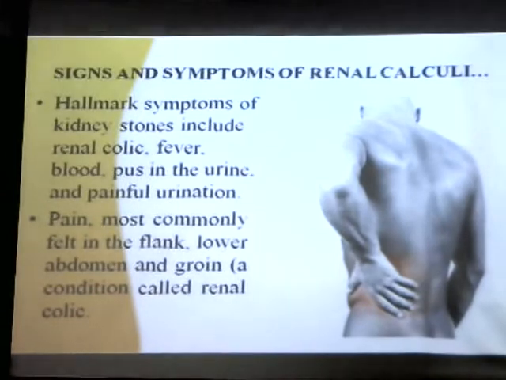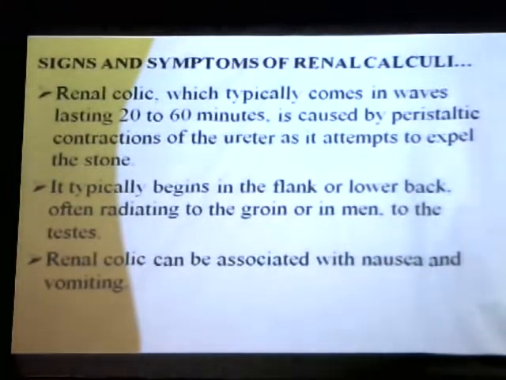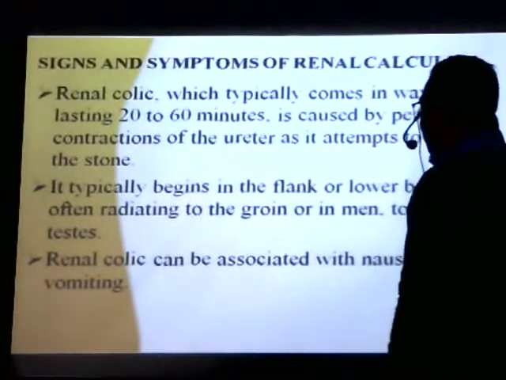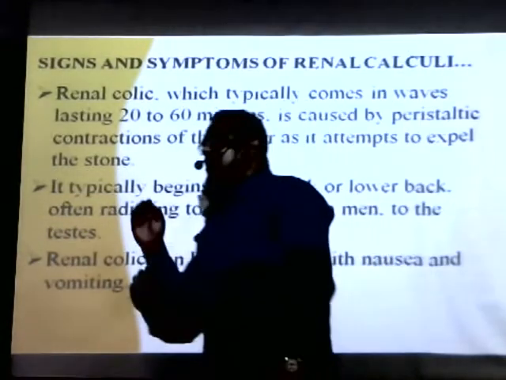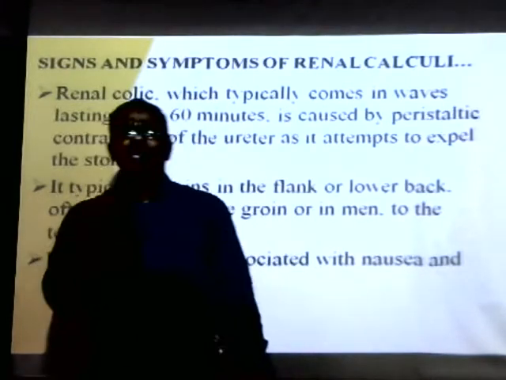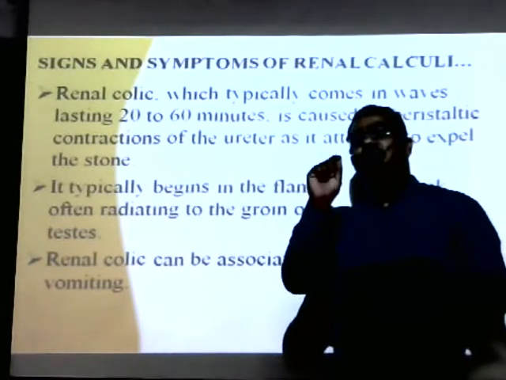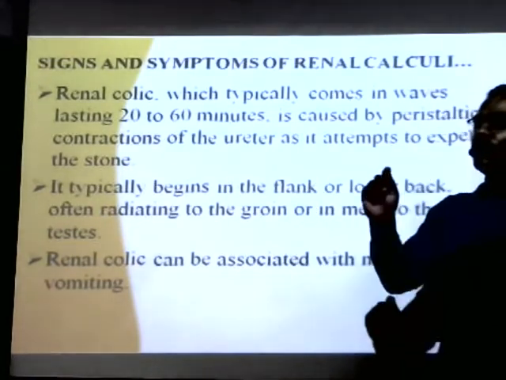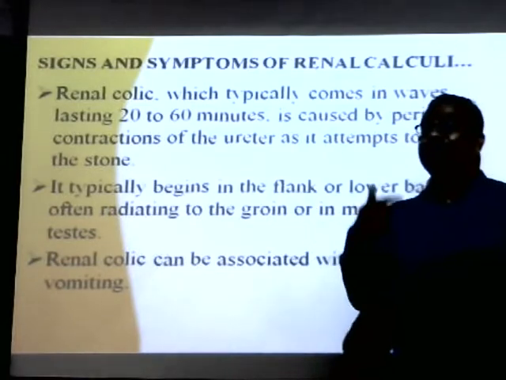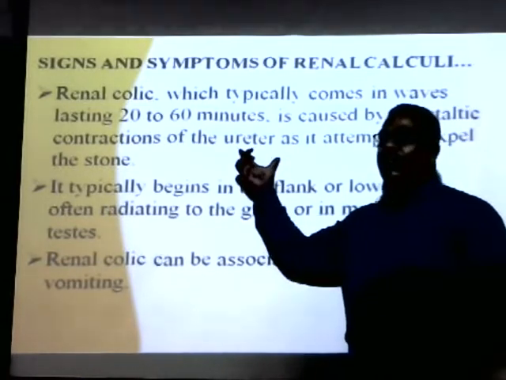So this type of pain, radiating from the flank to the lower abdomen to the groin region, is referred to as renal colic. Renal colic typically comes in waves; it's not a constant pain. It comes in waves lasting from 20 to 60 minutes, caused by peristaltic contraction of the ureter in its attempt to expel the stone. So you need to understand that if the person is experiencing pain, what is actually happening is the stone is present in the ureter, so the ureter is trying to expel it out. So there is some movement of renal calculi in the ureter.